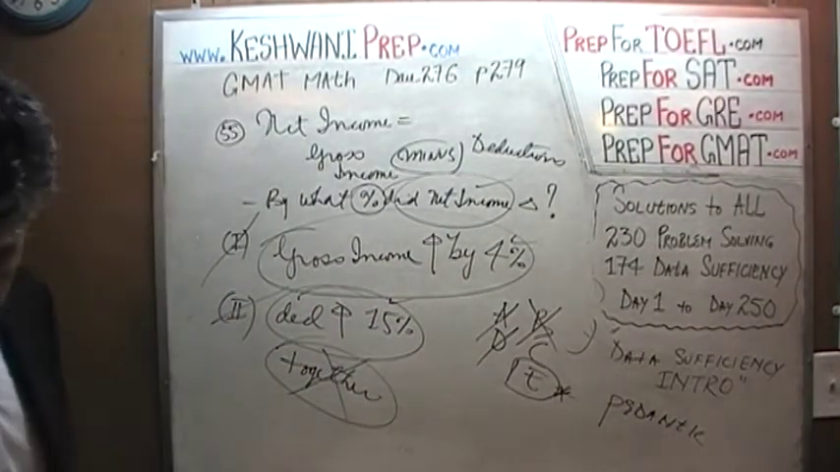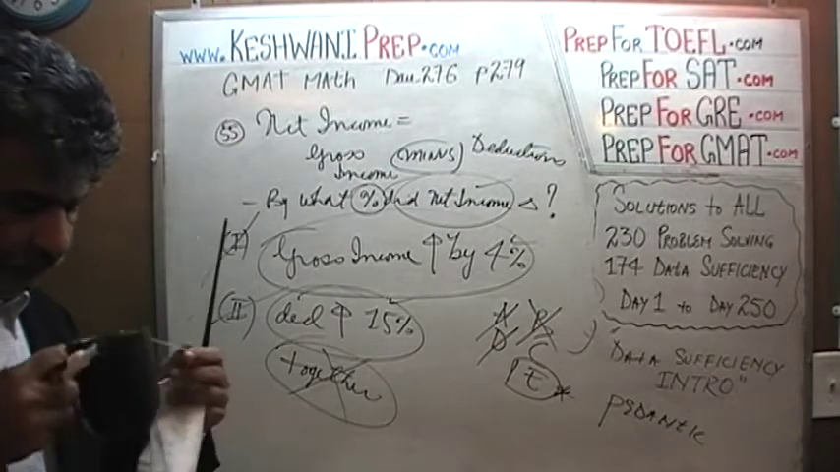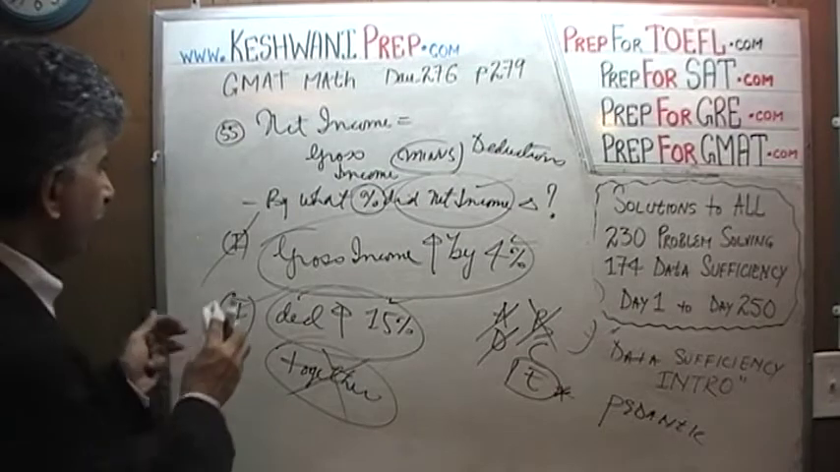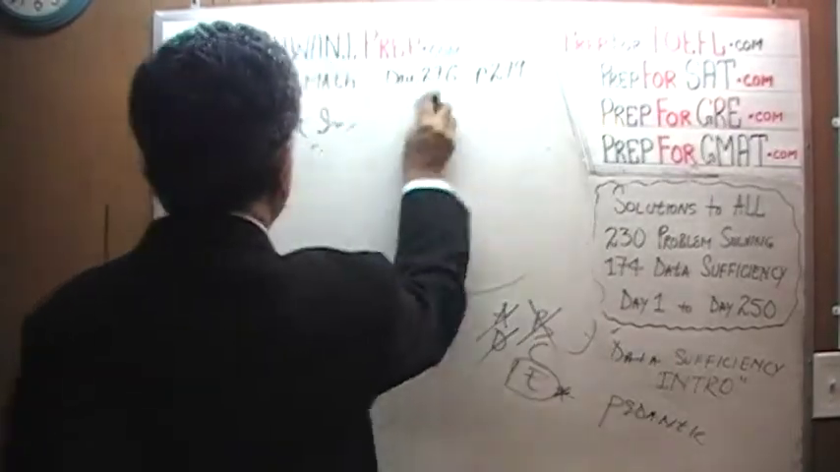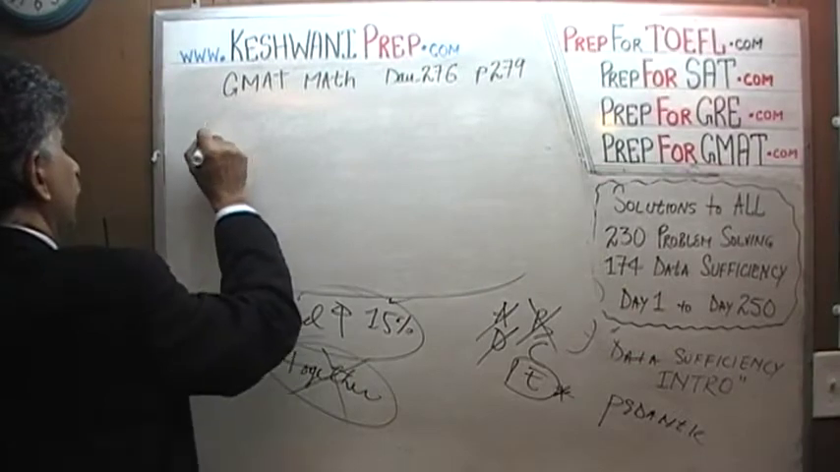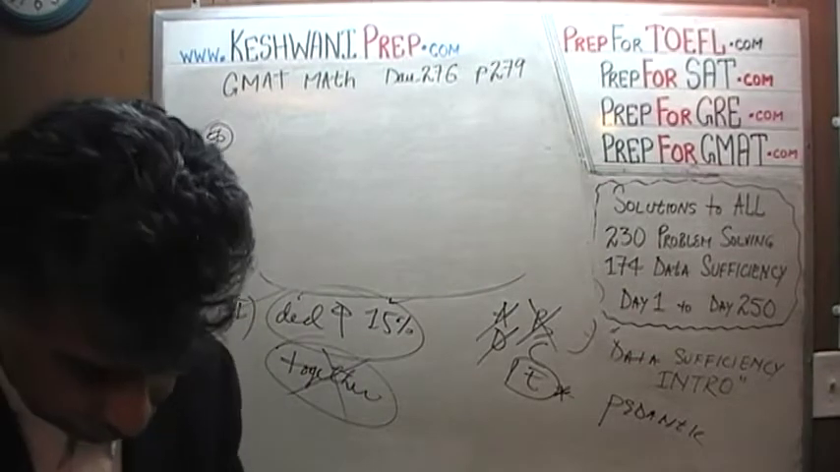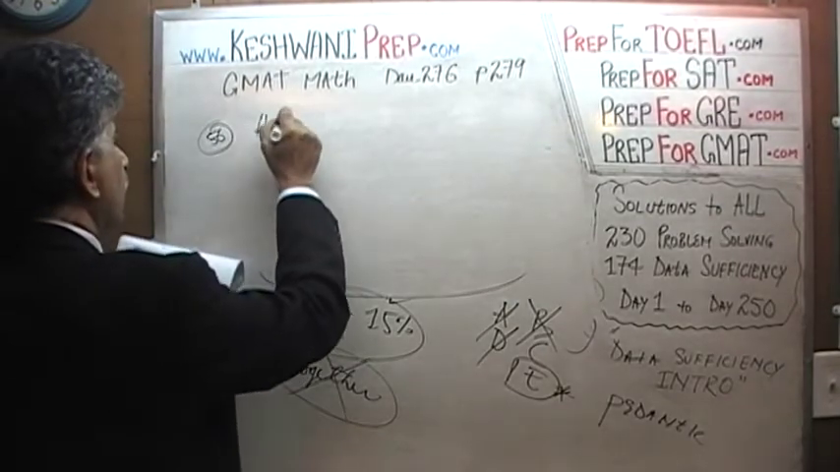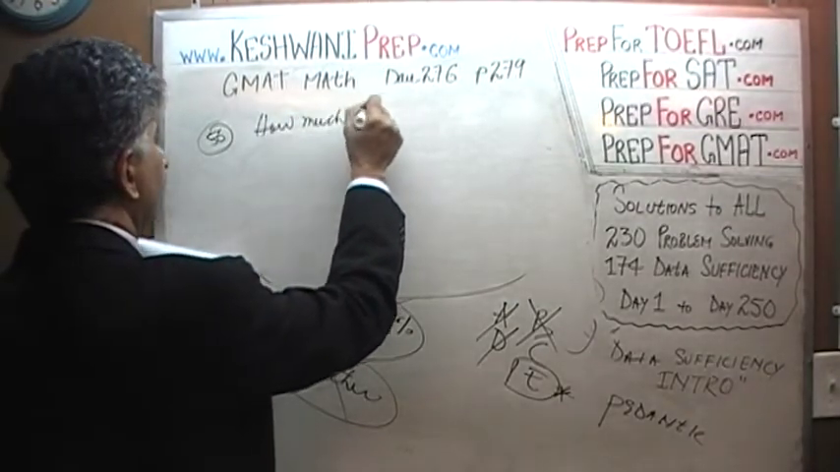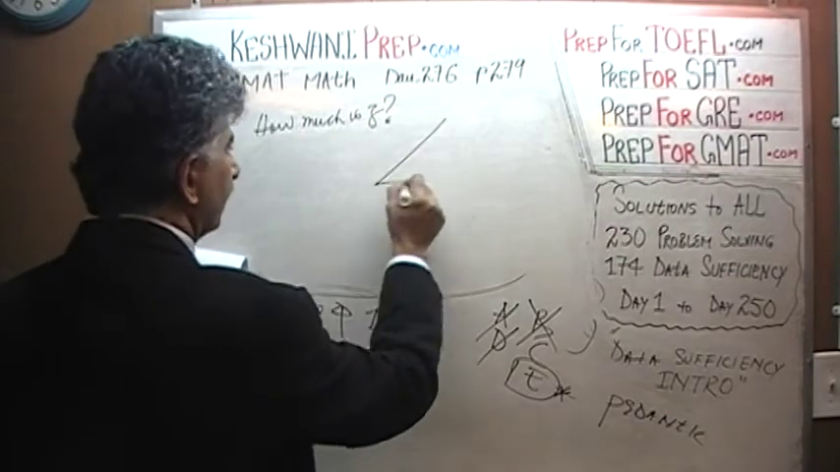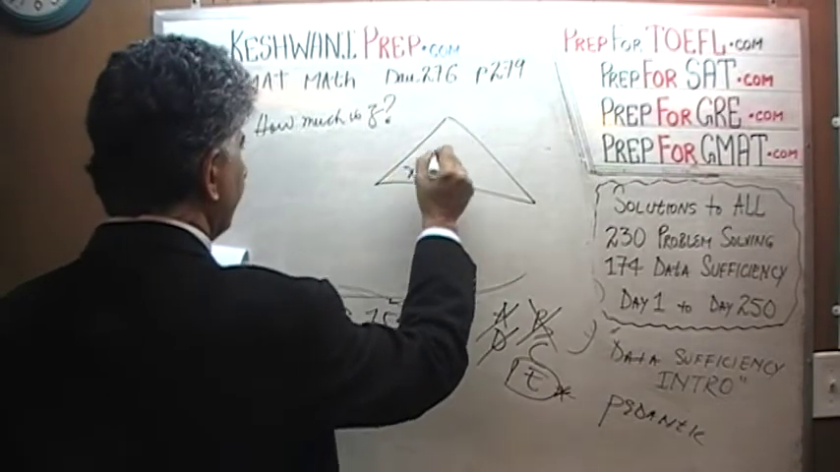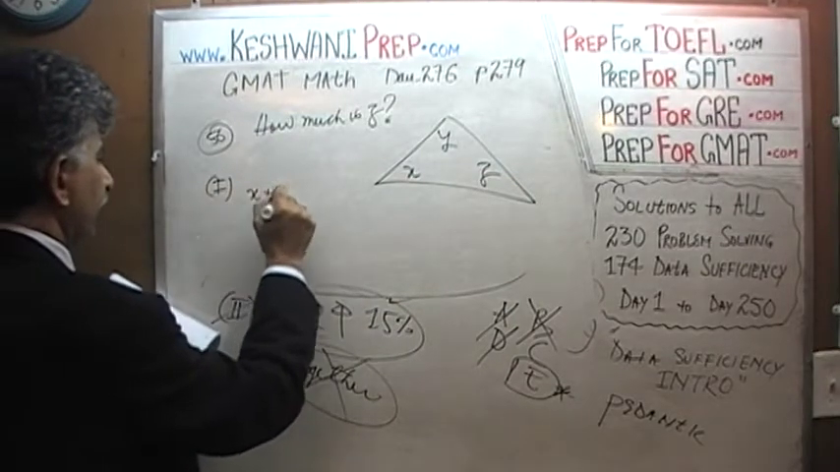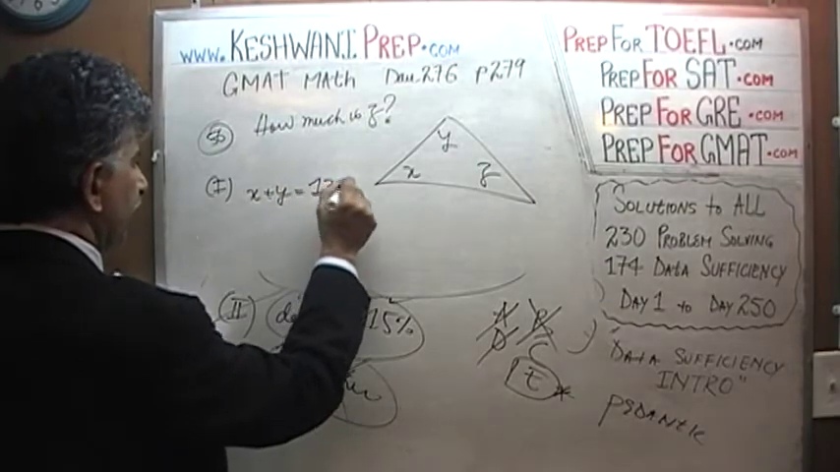Let's move on to the very last question on the page, number 56. Number 56 is very straightforward, very simple. The question is, how much is z? It's a triangle, for crying out loud. Here's your x, here's your y, here's your z. The first statement tells us that x plus y is equal to 139.